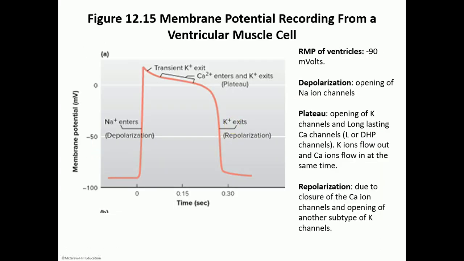So what happens in the ventricular muscle cell? Just like any other muscle cell, there is a membrane potential. So this graph shows you the potential of a ventricular muscle fiber. The resting membrane potential in ventricles is at a negative 90 millivolts.